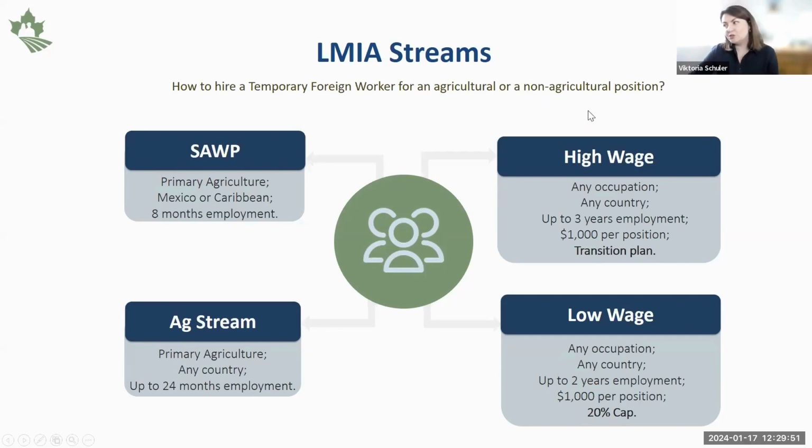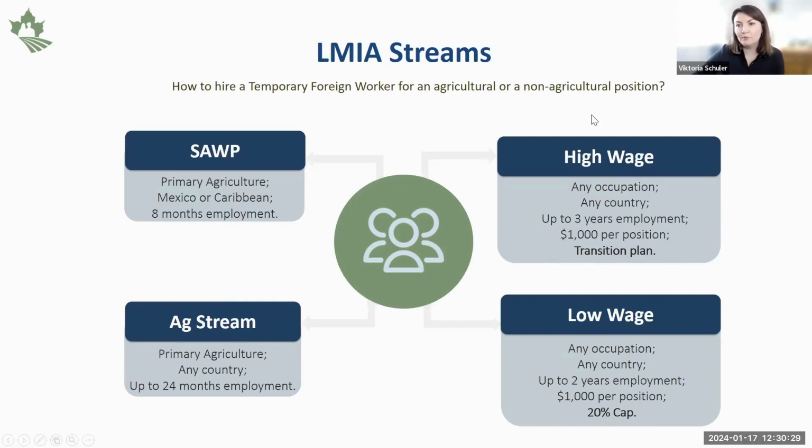If it's a non-agricultural position, we have high wage and low wage. I start with the low wage because I think it will be the most applicable. It could be any occupation, and the worker can be from any country. It's up to 2 years of employment. You need to pay a processing fee of $1,000 per person, and there is a 20% cap. If you have 10 workers or fewer, you can only hire 2 workers.